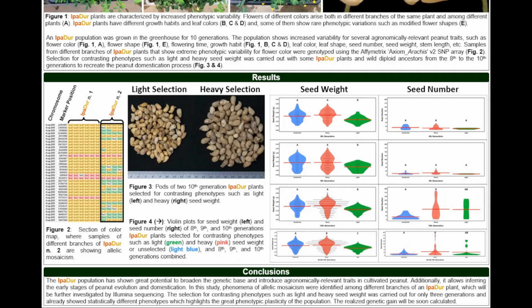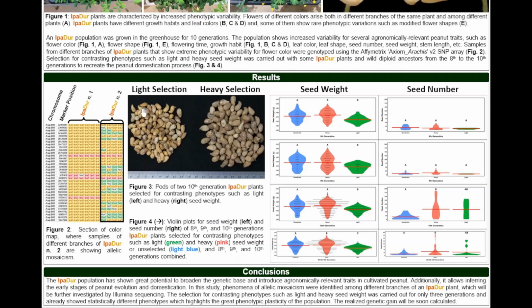On your right, you can see violin plots for plants selected for this contrasting phenotype. On the left, the trait investigated is seed weight. On the right, the trait investigated is seed number. In blue, you can see the violin plot of IPADUR plants that were unselected. In pink, IPADUR plants that were selected for heavy seed weight. And in green, IPADUR plants that were selected for light seed weight.